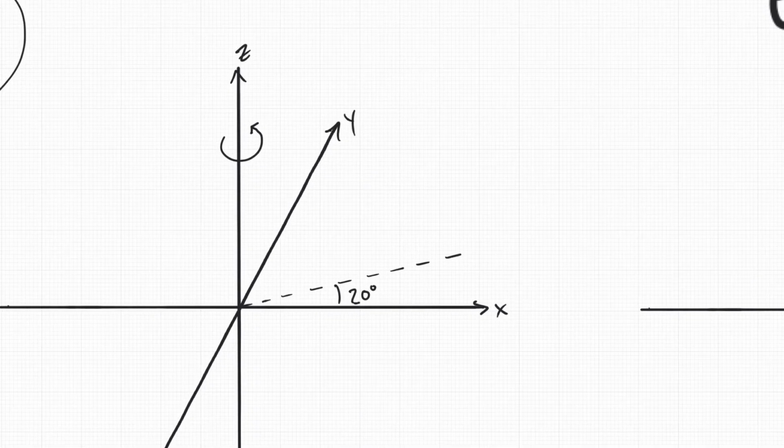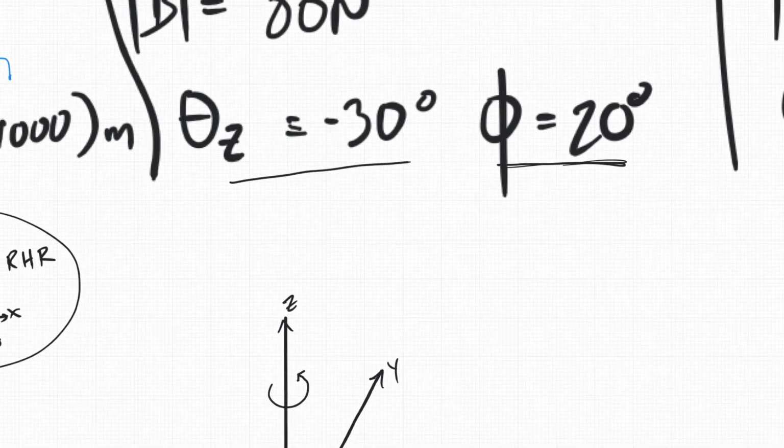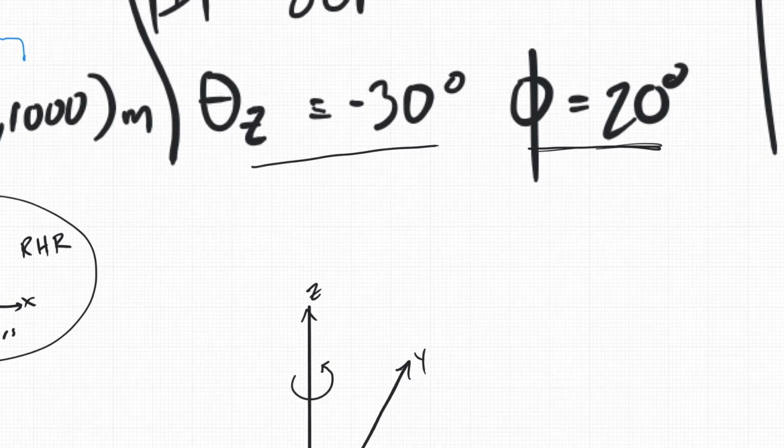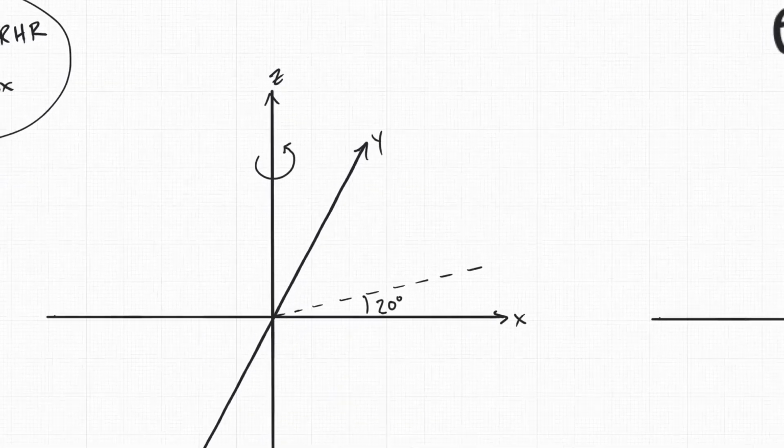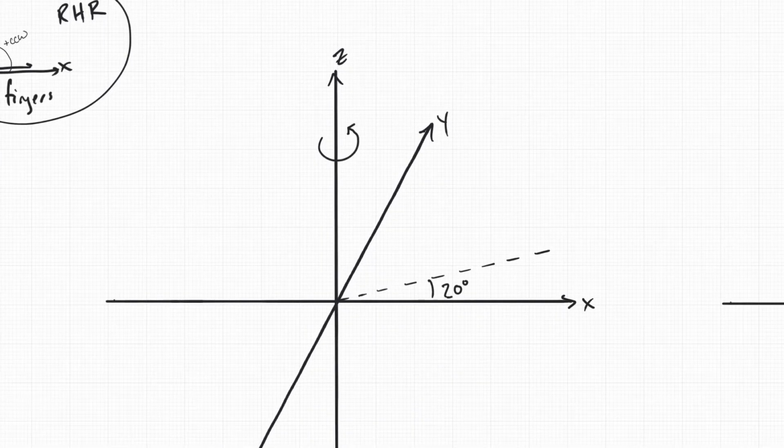Okay, now, this is like super weird, tricky business, right? What is this theta z negative 30? So theta z is the angle with respect to the positive z-axis. But which way are we going? We're going negative 30. Well, which way is negative 30? Okay, so here's how we're going to do this.